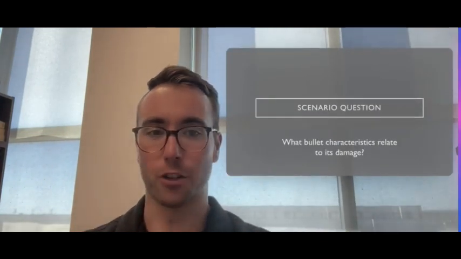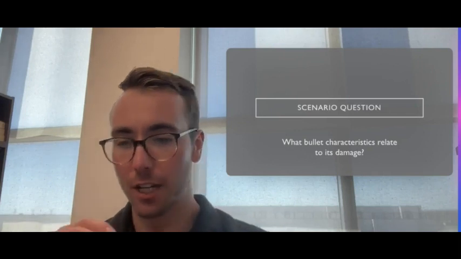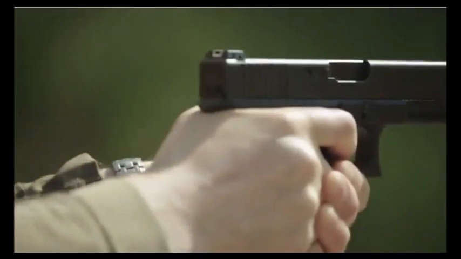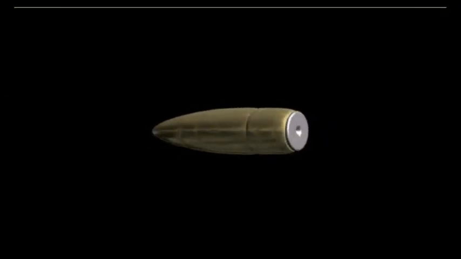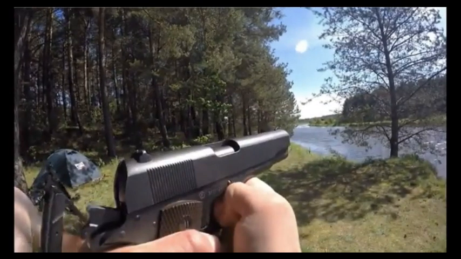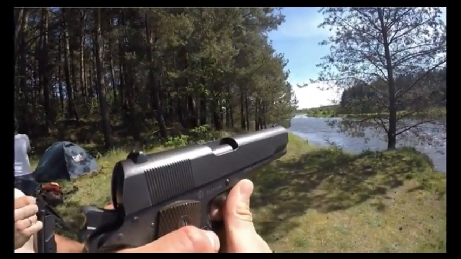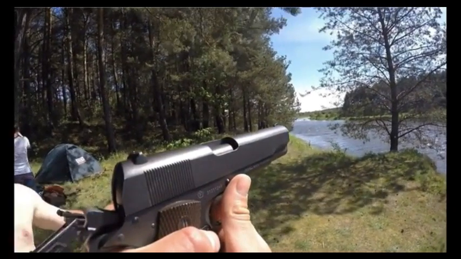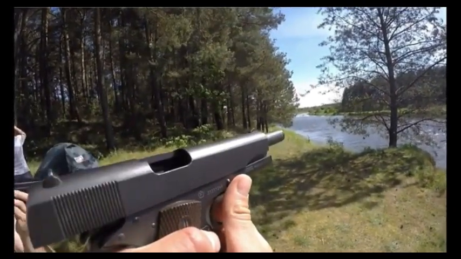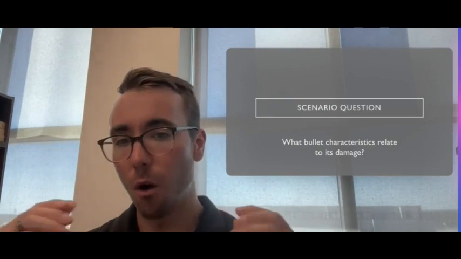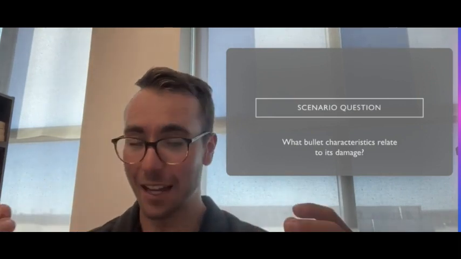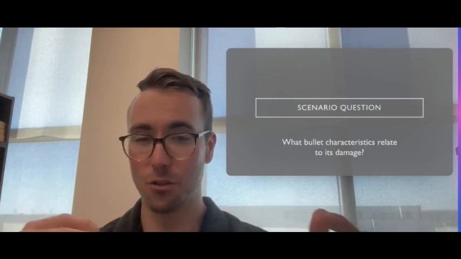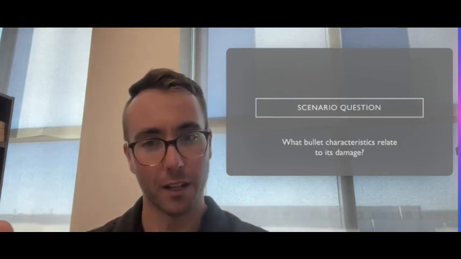So what bullet characteristics relate to its damage? This one's interesting. Obviously, the major sites that get damaged from bullets in the civilian population are extremities, but it can also affect the head, the chest, the back, and all these other areas of our body. They can cause significant damage depending on the gun that's used, how many bullets, where it hit, how far the bullet traveled. All these aspects matter. And the most common gun utilized in Canada is a handgun. And usually it's related to suicide, which is quite sad.